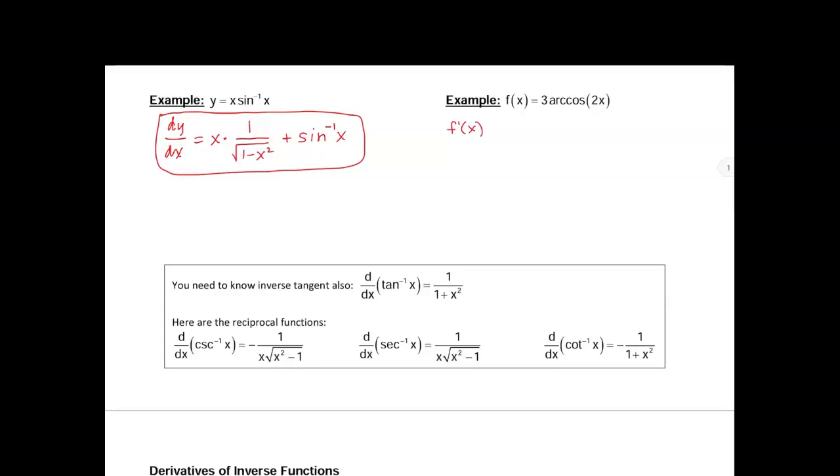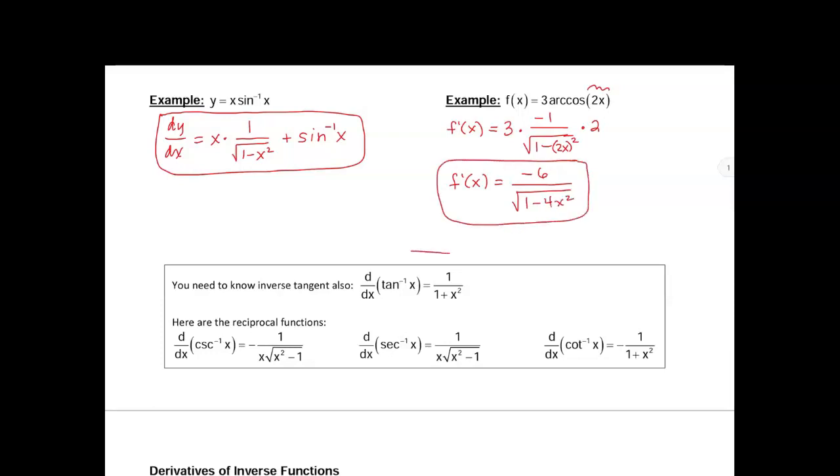In the second example, we're going to take the derivative, and we'll use the notation f prime of x, and the coefficient there is 3, so we'll keep the coefficient. The derivative of arc cosine is negative 1 over the square root of 1 minus x squared. But in this case, the angle is 2x. So it's going to be the quantity 2x squared. And then we're going to do chain rule. So we're going to multiply by the derivative of 2x, which is 2. f prime of x equals negative 6 over the square root of 1 minus 4x squared.